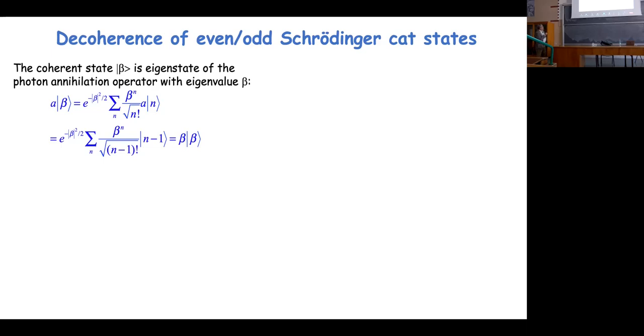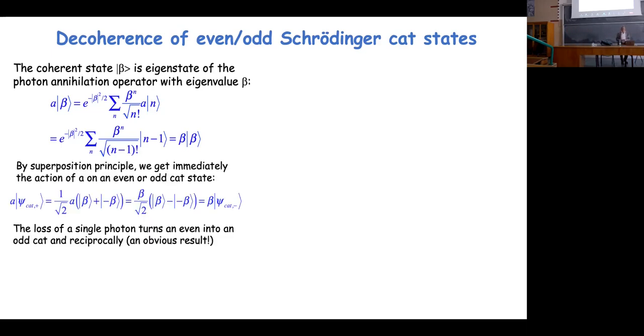So the coherent state is an eigenstate of the annihilation operator with an eigenvalue, which is the amplitude of the coherent state. And it's no longer a real number because a is not a Hermitian operator, but it's still an eigenstate of this operator. So what does it mean? It means that if you have a acting on a cat state, a acting on beta plus minus beta will give you beta minus minus beta. So a acting on the plus cat gives you the minus cat.